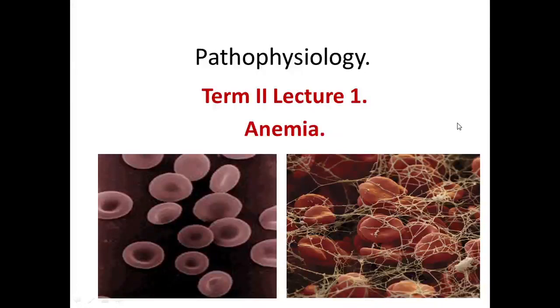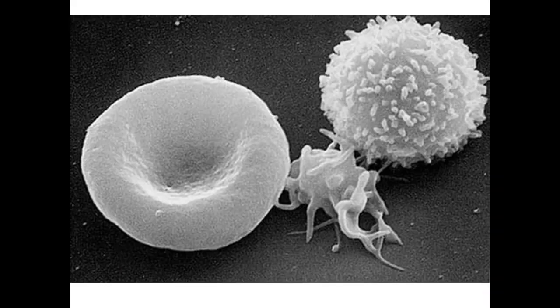Hello students! You began to study the fourth submodule of pathophysiology. It is called pathophysiology of blood. And today we will talk about pathology of erythrocytes and in particular about anemia.